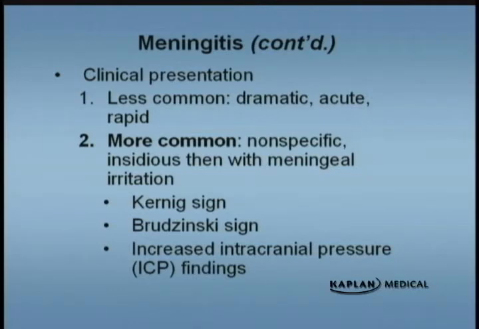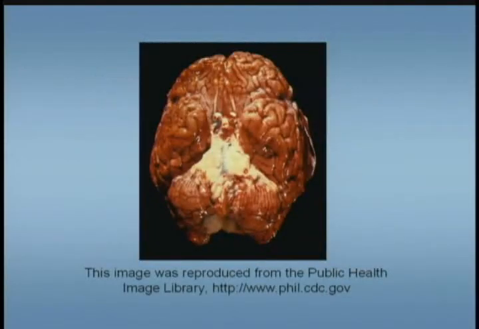Older children will have your common typical signs like Kernig's and Brudzinski's, and those are indicative of increased intracranial pressure and meningeal irritation. Here you have a picture. It's never good to see the brain outside the body, so this is a bad outcome. And this is basically right here, all this white stuff, that's pus from meningitis.